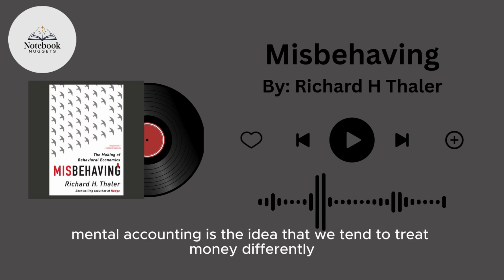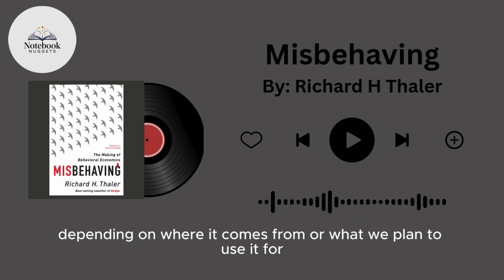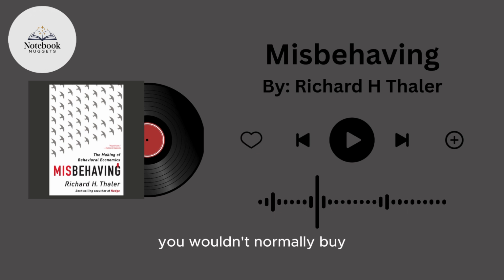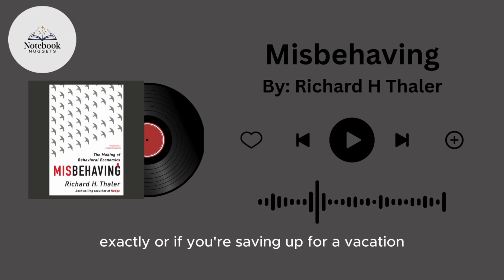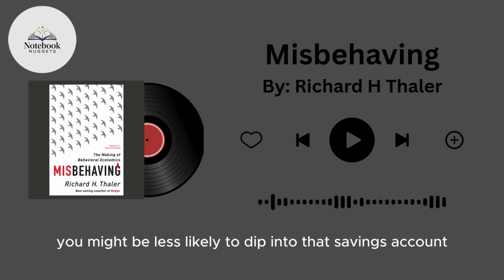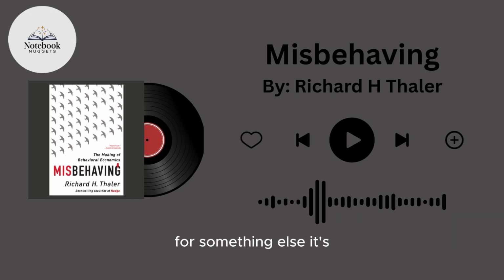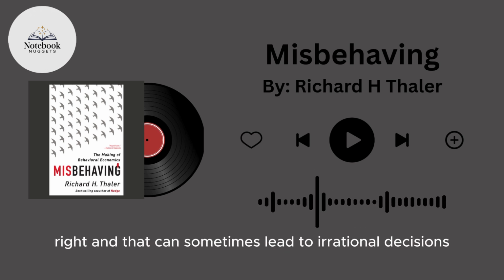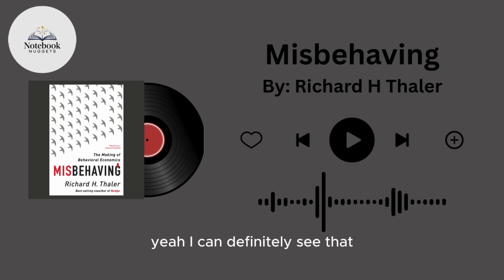So mental accounting is the idea that we tend to treat money differently depending on where it comes from or what we plan to use it for. Oh, like if you get a bonus at work, you might be more likely to splurge on something you wouldn't normally buy. Exactly. Or if you're saving up for a vacation, you might be less likely to dip into that savings account for something else. It's like we have different mental buckets for different types of money. Right. And that can sometimes lead to irrational decisions. Yeah, I can definitely see that.